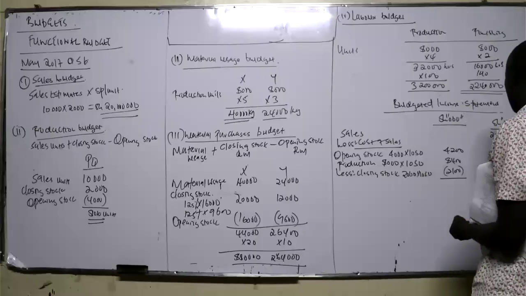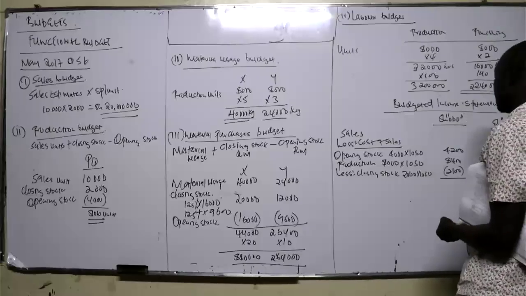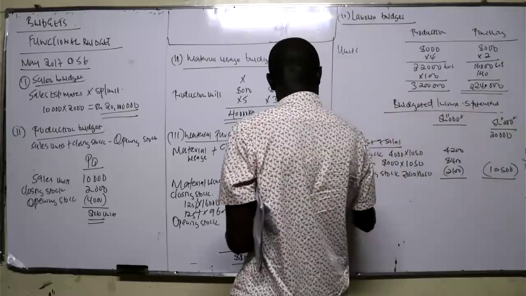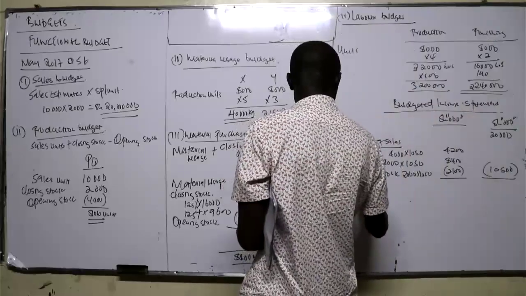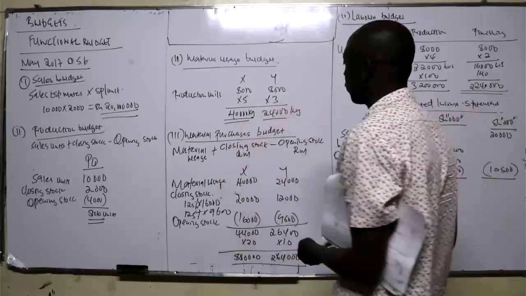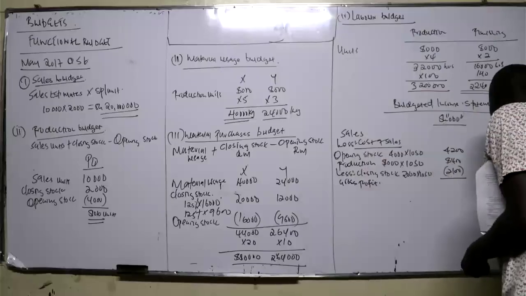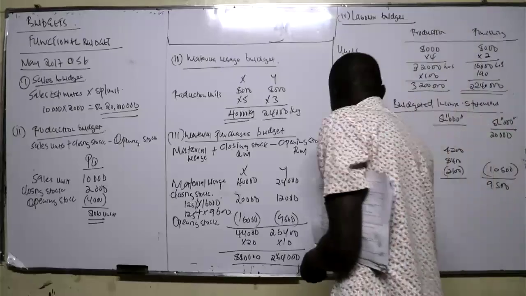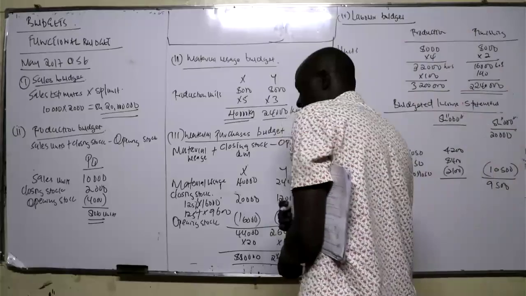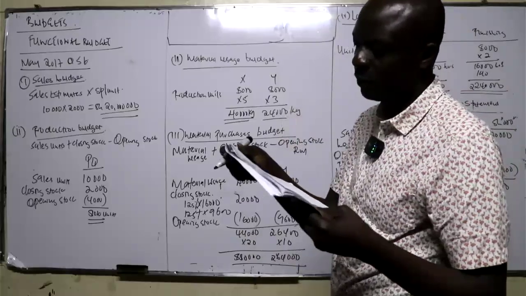$10,000? 10,500. Then you get the gross profit. You get the gross profit. So when you subtract, you get the gross profit. What's the gross profit? 9,000. And then you come here and less note number 5.